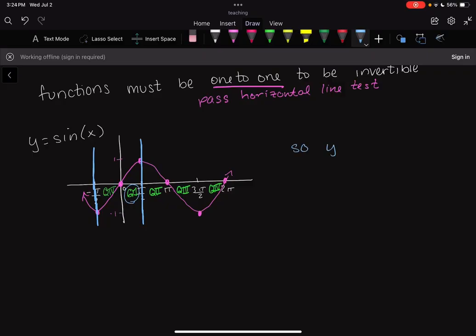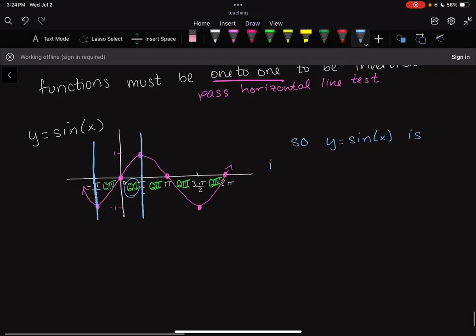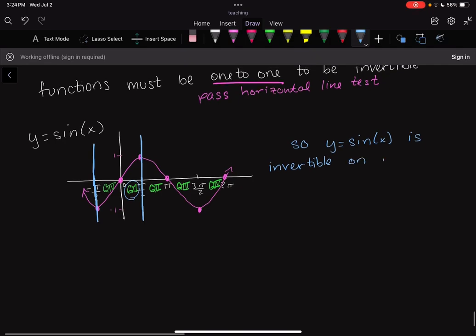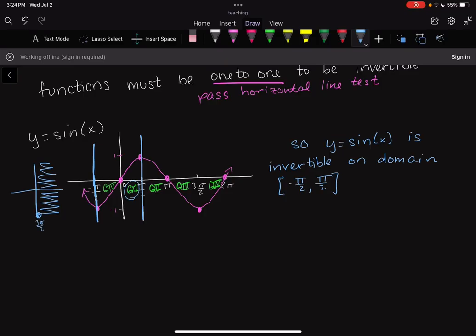So y equals sine of x is invertible on the domain or the interval negative pi over 2 to pi over 2. So if you're looking at the quadrants this way, how we often see it, we're going to be looking at quadrant 4 and quadrant 1. And we are able to include this piece and the piece up here. So we include all of that.